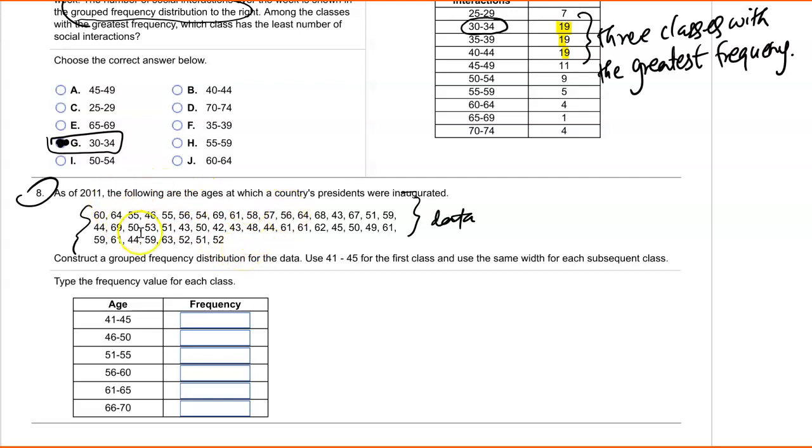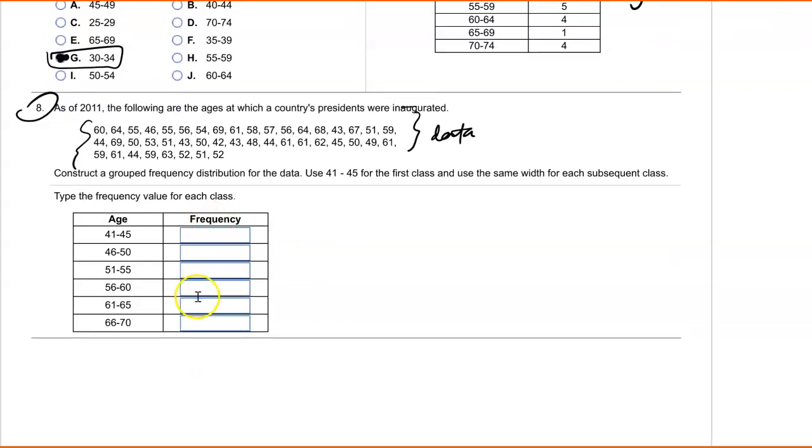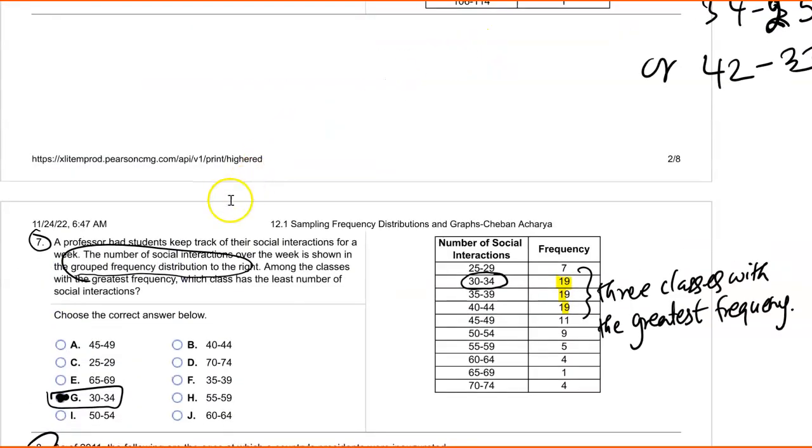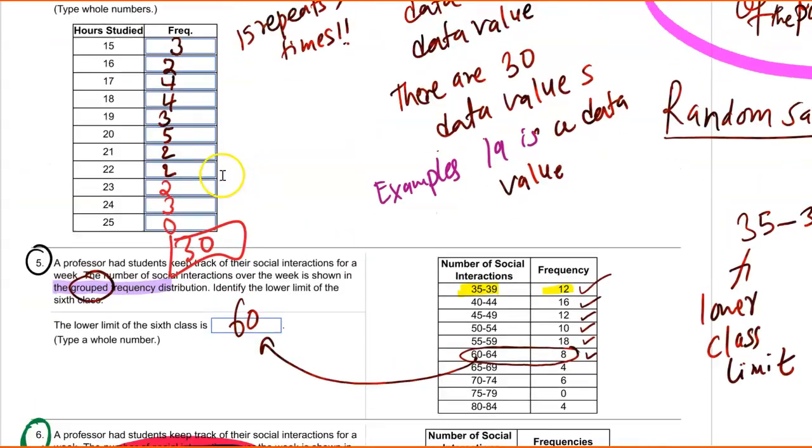It doesn't say how many, but we can count it, right? But when I find the frequency, I add, and the total number of frequency is going to be the total number of data items. The question asks you to construct a grouped frequency distribution for the data. That means you construct the table like question number 7, 6, and 5.